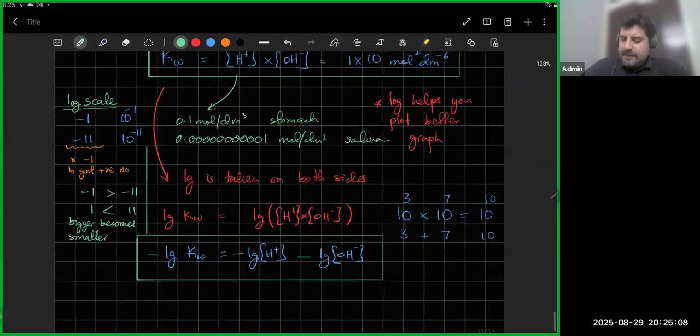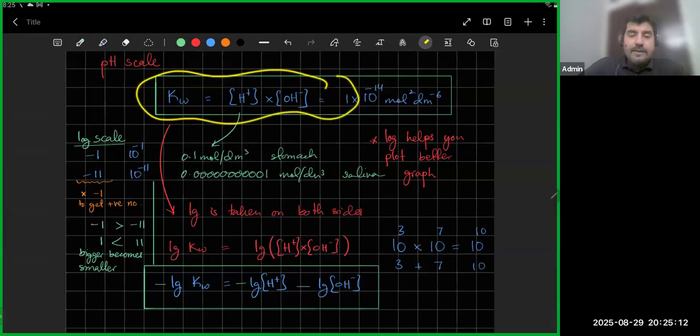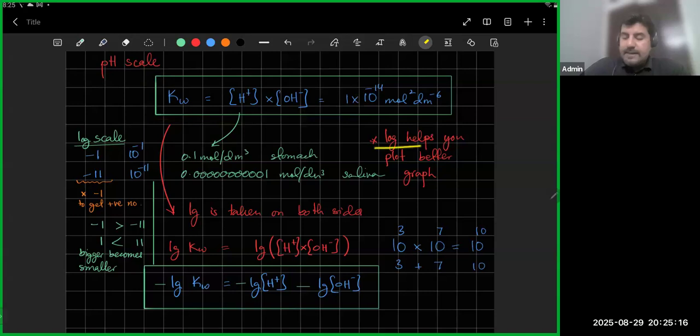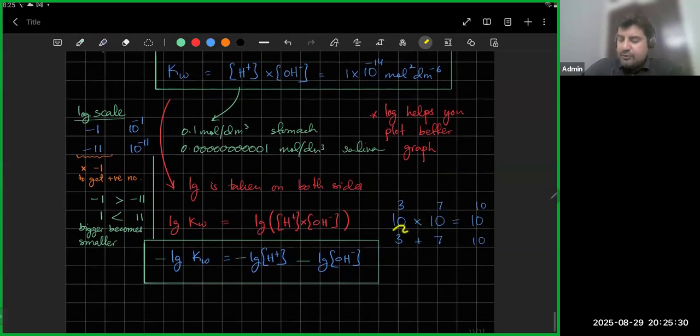Achha, so just to simplify everything, we had your Kw expression. I told you that log is more useful for plotting graphs. So we took the log on both sides. When we took the log of Kw and log of H plus 1, in log, multiplication becomes addition. That's a property of log. I showed it here, that the powers are getting added up. So when you're multiplying numbers, the powers get added.